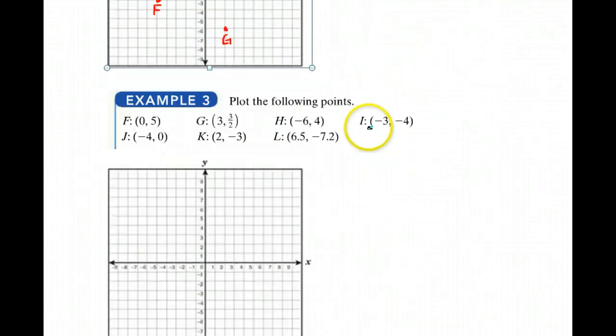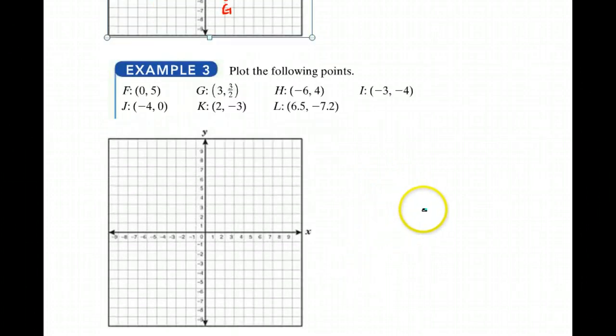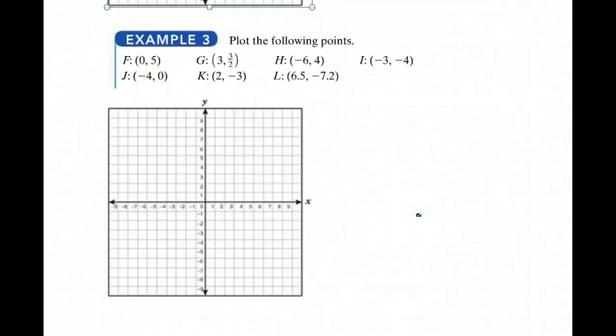Example 3 has us graphing a few more points there. So I will allow you to have a moment here to graph these ones. Just a hint that when you have an improper fraction, it is easiest to graph that when you convert it to a mixed number. Go ahead and pause the recording, graph those points, and as soon as you're ready, press play, and we will check your work together.